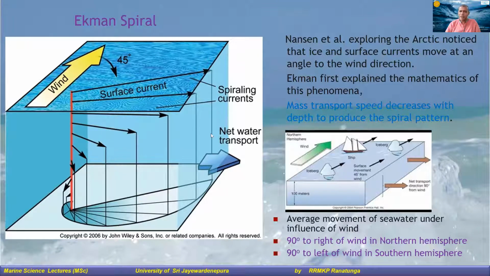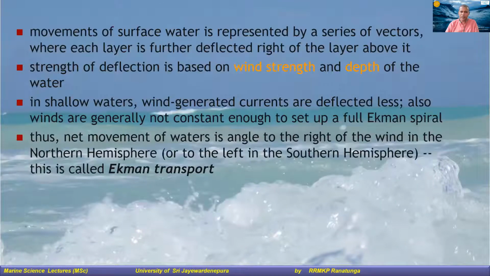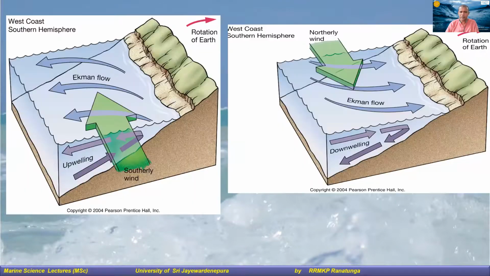Actually, it is 45 degrees right to the wind direction. You can't even imagine, you see. So this is the direction of wind, but the net movement of the ocean currents will be 45 degrees right in the northern hemisphere, and it will be totally opposite in the southern hemisphere. That will be 45 degrees left in the southern hemisphere, right? So keep this in mind. I have explained the concept behind it also.